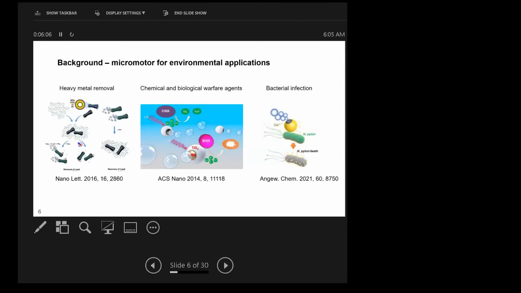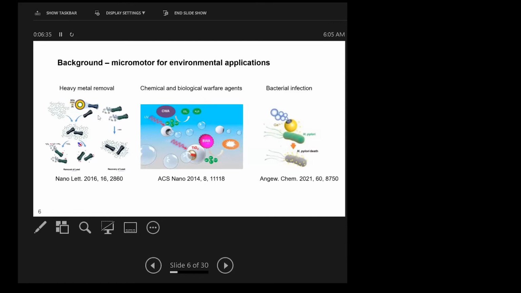Here we turn to micromotors or nanomotors for specific environmental applications. We all know micro or nanomotors act as artificial active matter, and they can enhance the reaction yields and reduce the treatment times by improving the interactions between their active surface and target pollutants.